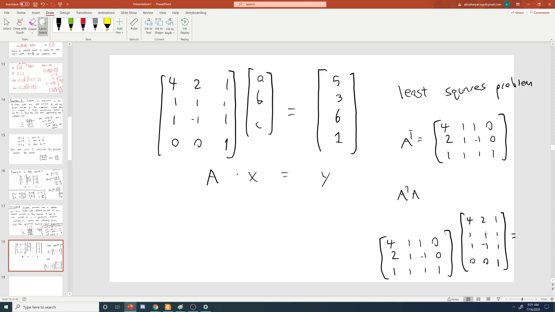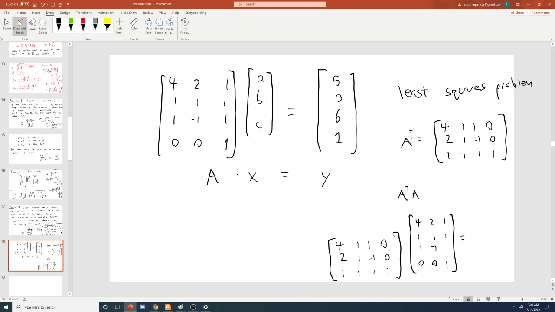Let me shift it over a little bit. And now let me compute their product. And their product will, of course, be a 3 by 3 matrix. So if I multiply this by this, first column by first row, I get 16 plus 2, so I get 18.